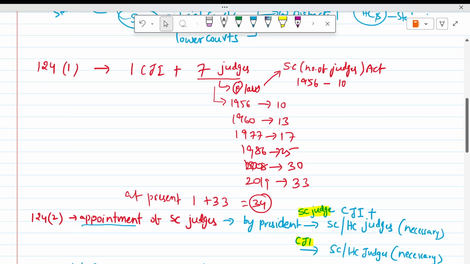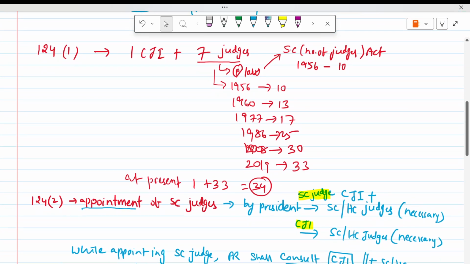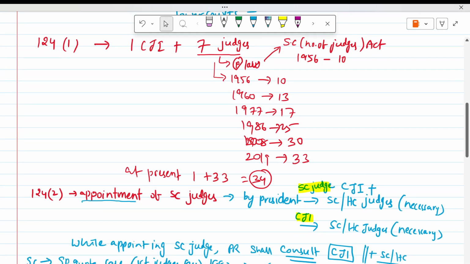So there is Article 124 clause 1. This is the given number of judges. How many? There was 1 CJI and 7 judges originally, and now 1 CJI and 33 judges are there. There are subsequent amendments to the Supreme Court (Number of Judges) Act.